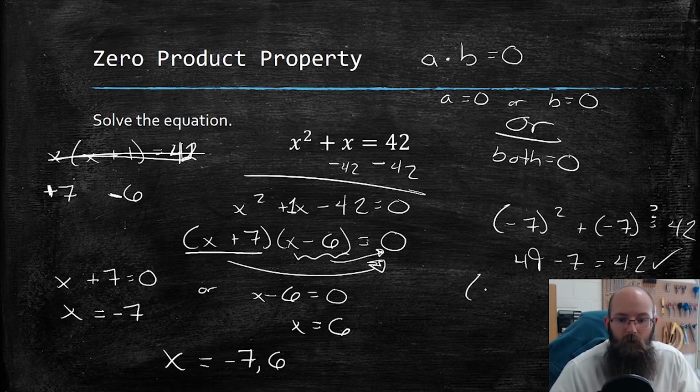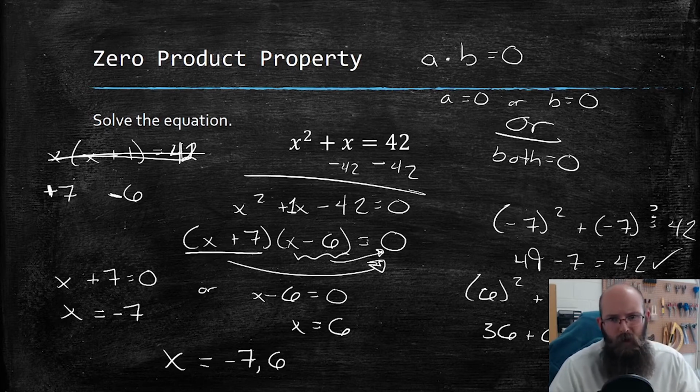Let's check the other one. Positive 6 squared plus 6. Does that equal, question mark, 42? 36 plus 6 does in fact equal 42. Sweet, they both work. They might not always work, so make sure you check. Let's go on to the next one, folks.